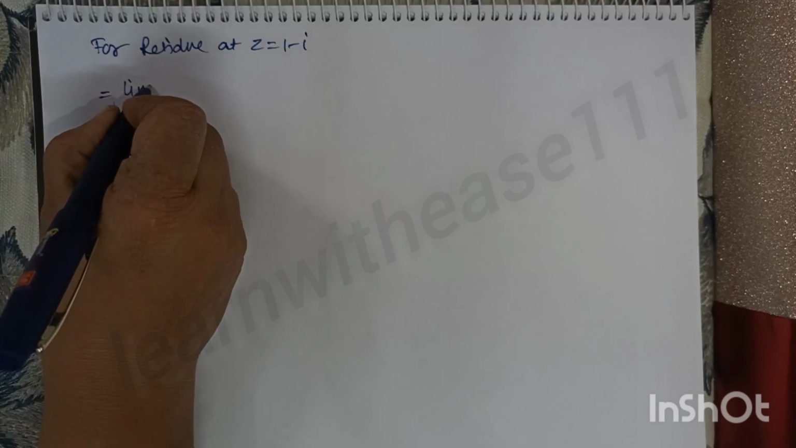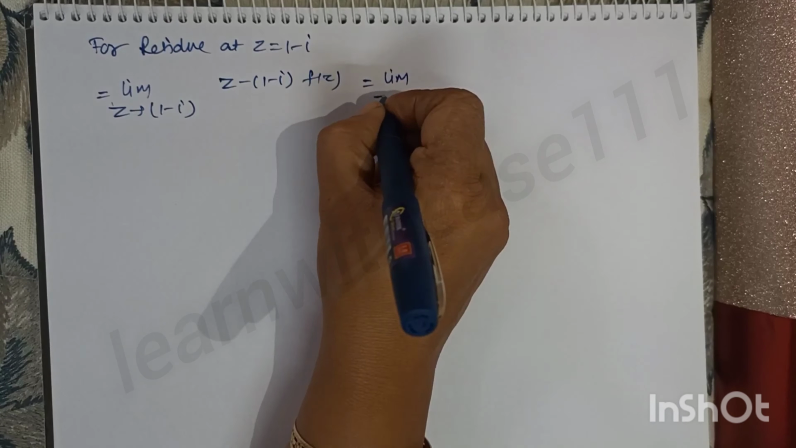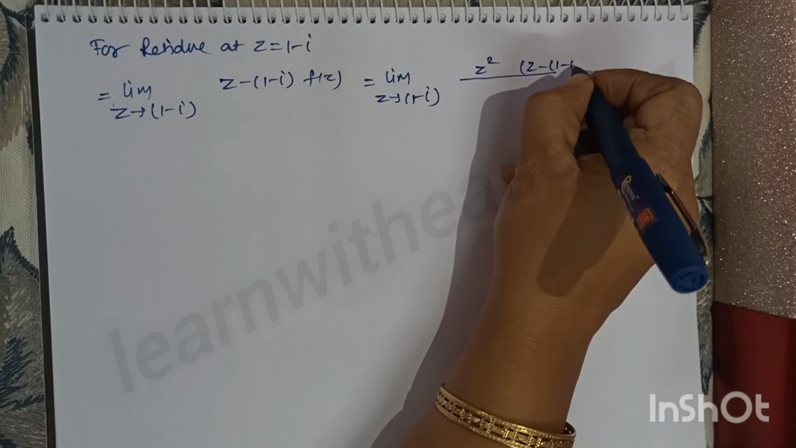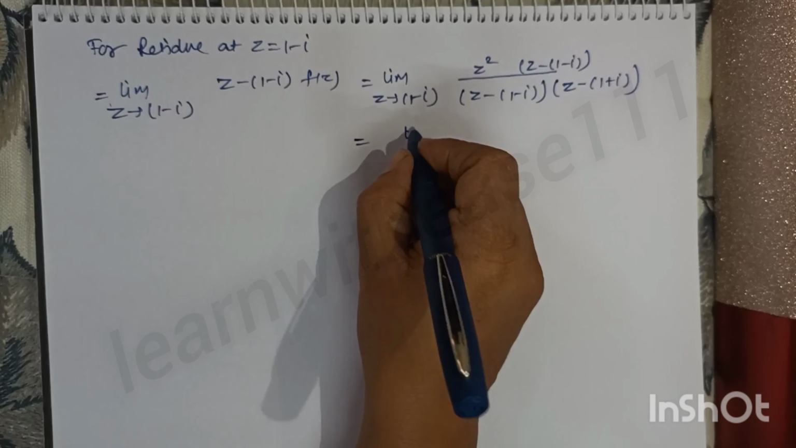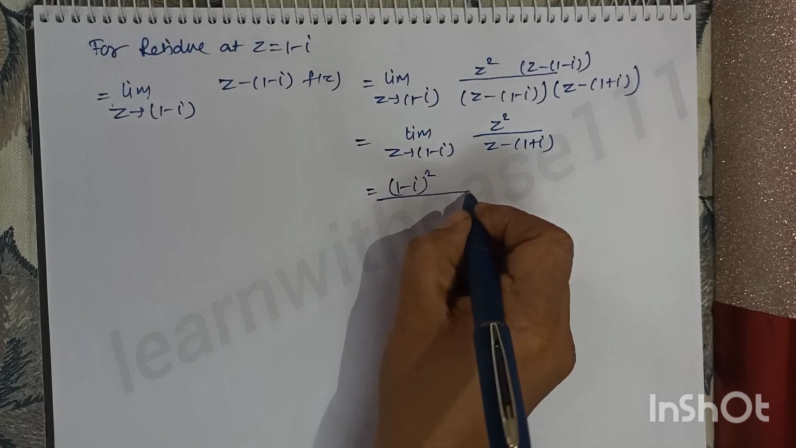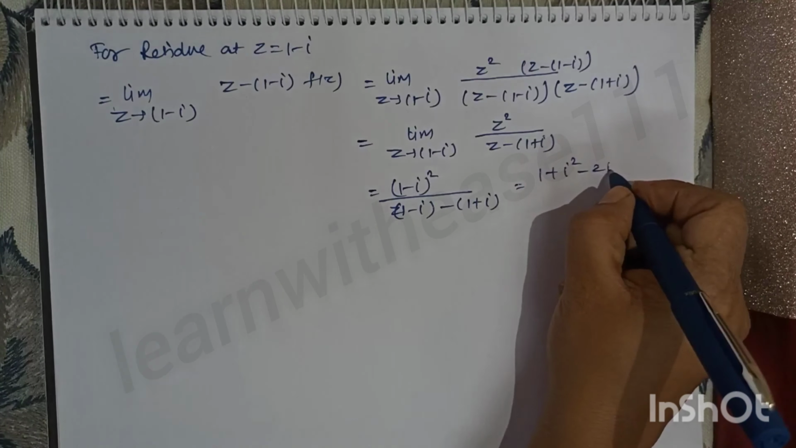Similarly, we can find the residue at the other pole. The limit as z tends to that particular point of (z - that point) f(z). After cancellation and substituting the limit, we get -2i upon -2i, which is again 1.